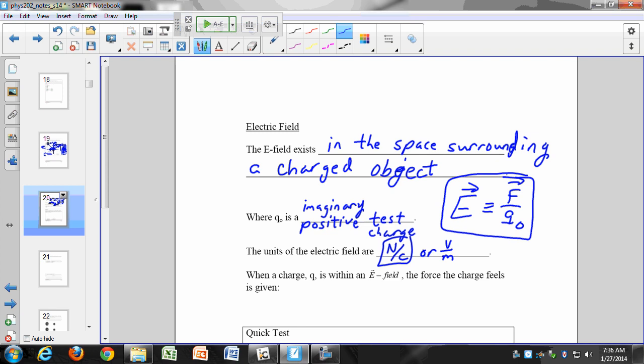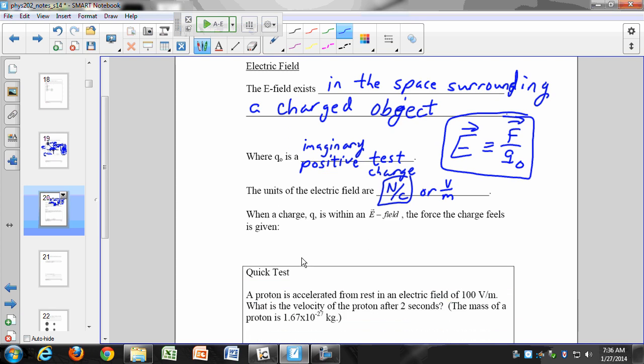And whenever you have a charge within an electric field, then the force that the charge feels, just from the definition of an electric field, is equal to Q times the electric field.